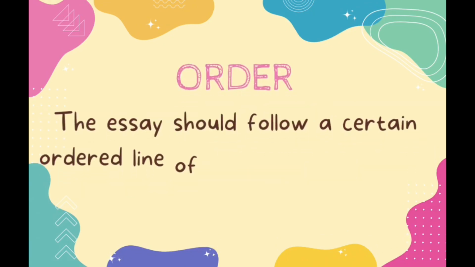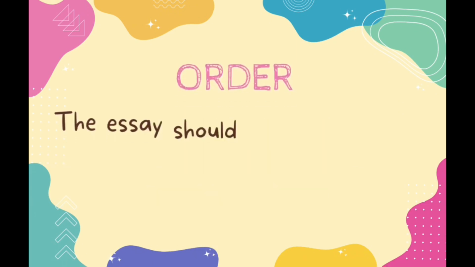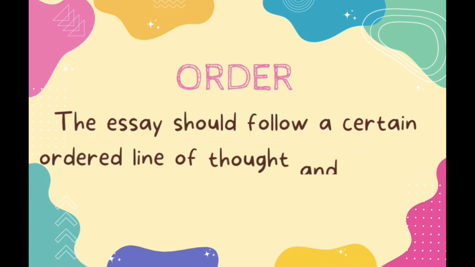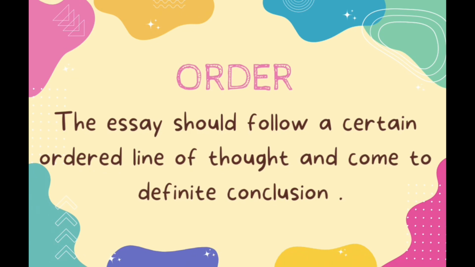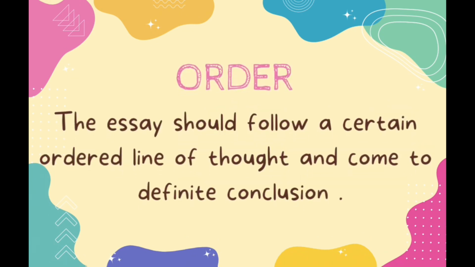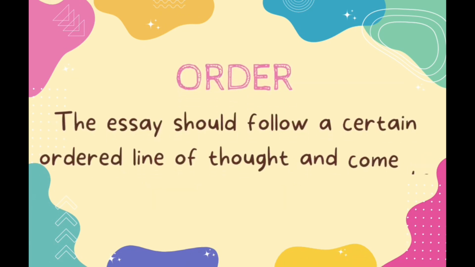The second most important characteristic is order. You must know the order of the essay, then you can write it in a better way. So first of all, we write the introduction of the topic, then we write the history of the topic, then pros, cons, and at the end, we write the conclusion. And sometimes we can add the suggestion of the topic.